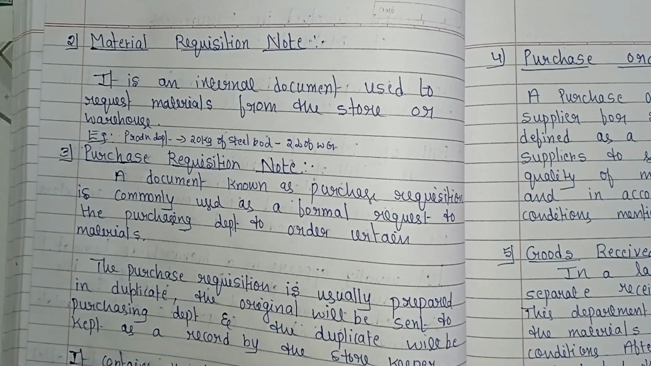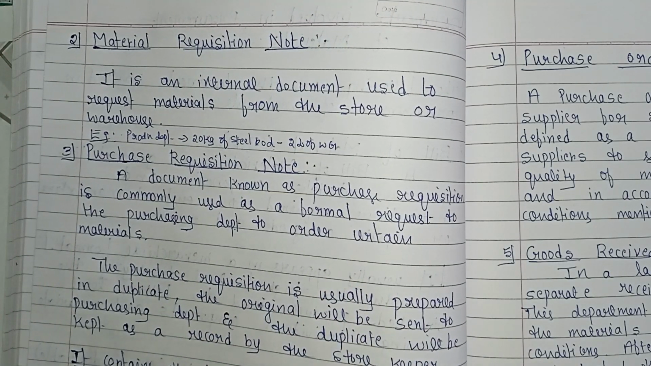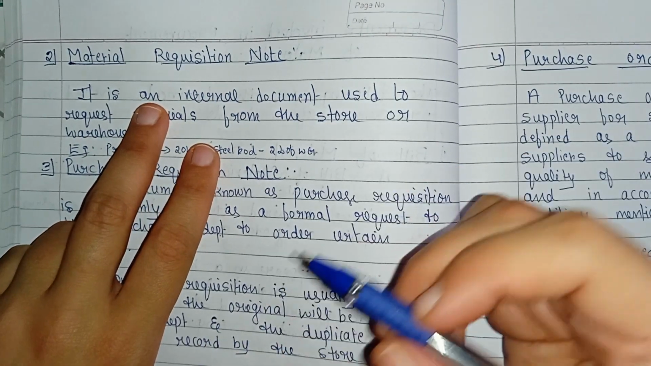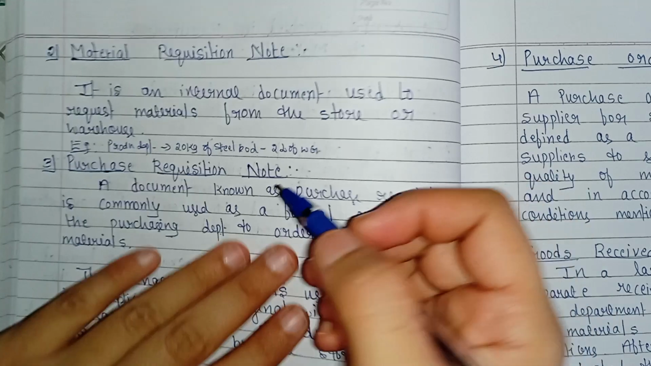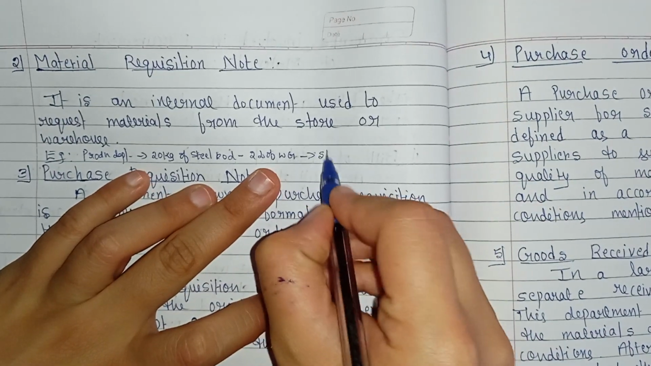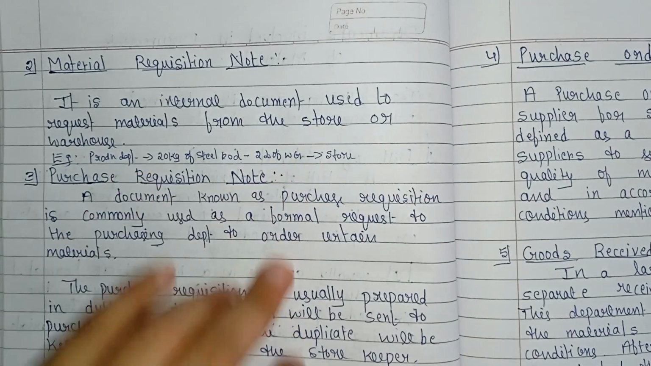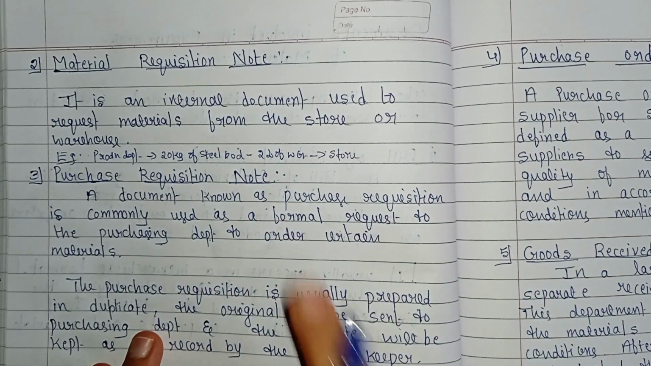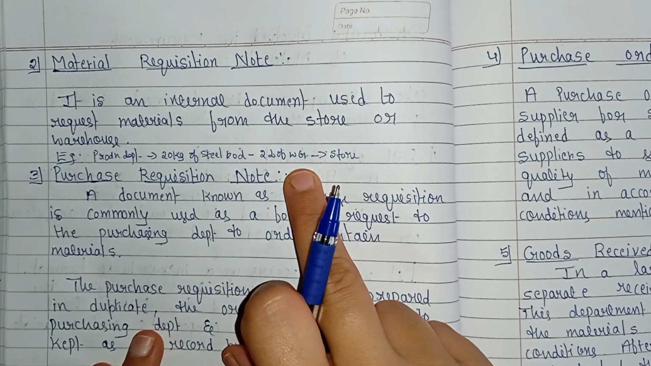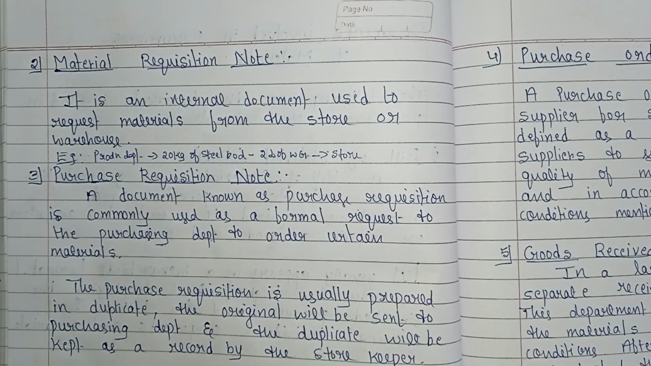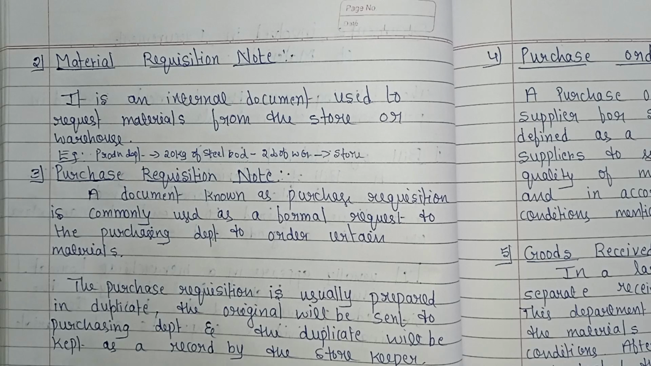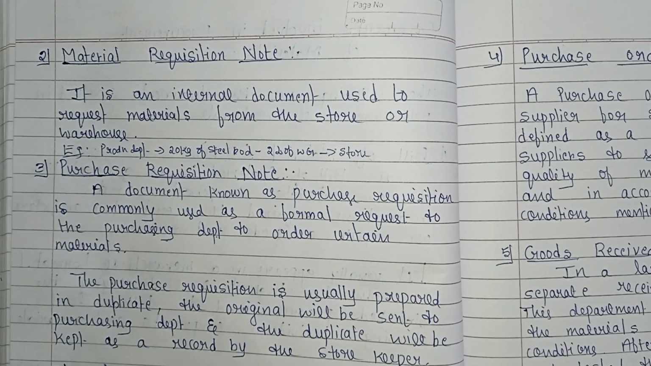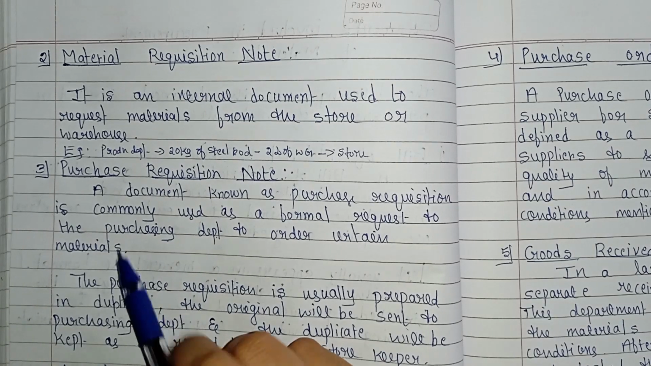Now what they have to do, they have to file a material requisition note and send it to the stores department, the store or warehouse, to issue these items, that is 20 kg of steel rod and 2 liters of welding gas. Clear? This is the material requisition note, an internal document that is used to request materials from the store or warehouse. Clear? Next we will see the third one.